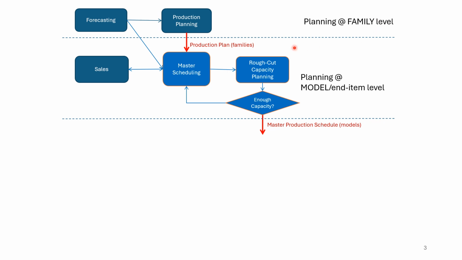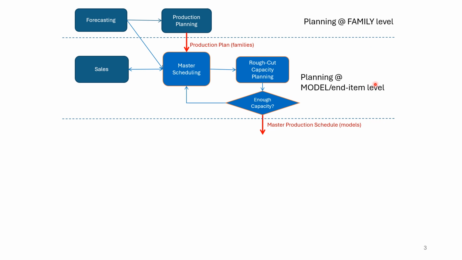So at the top of the planning hierarchy, we have the production plan. This is where we make decisions about product families. In our car company, we might say next year we are going to produce 100,000 sedans, 50,000 SUVs, and 25,000 trucks. Notice that at the family level, we are not going into specific models yet, but we are just talking about broad categories or the families of products.